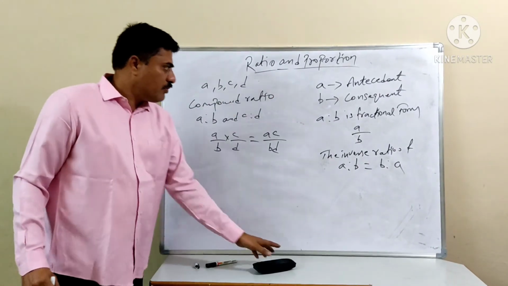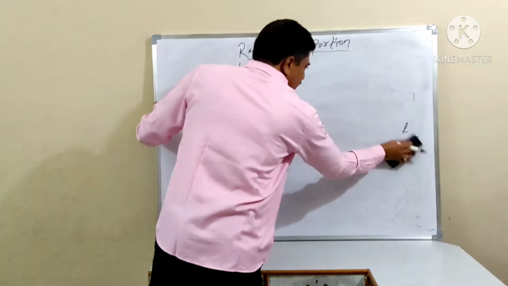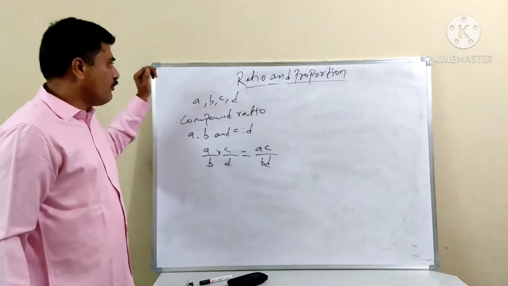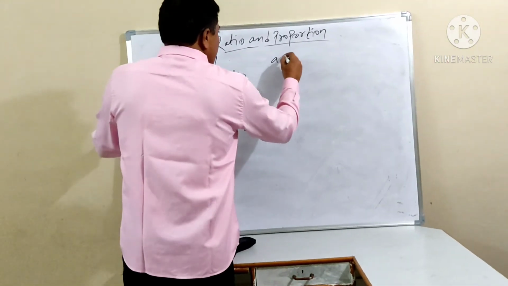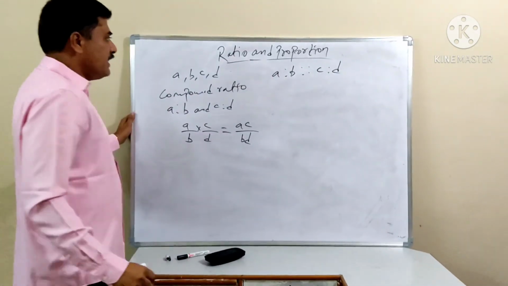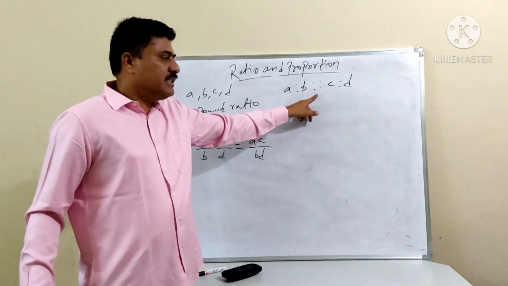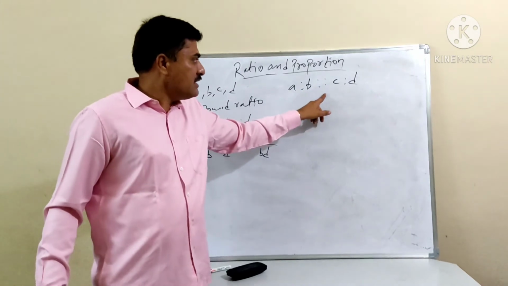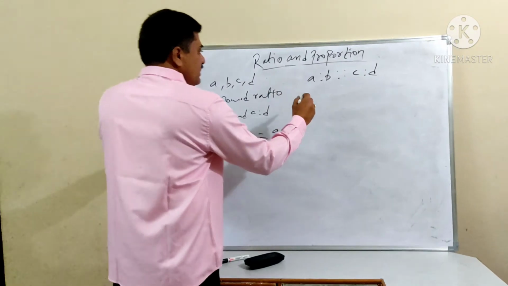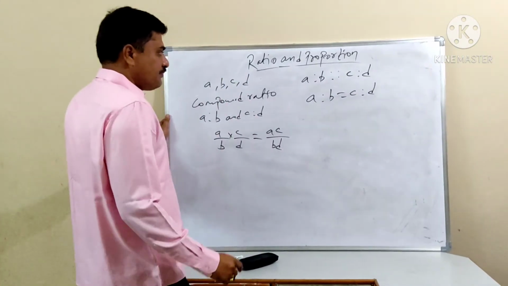Now we will go to proportion. What is called proportion? When can we say that the quantities are in proportion? Same A, B, C, D, four quantities I have taken. A is to B is as C is to D. Four quantities. A is to B. If two ratios I keep, it is read as "is as". A is to B is as C is to D means A is to B is equal to C is to D.